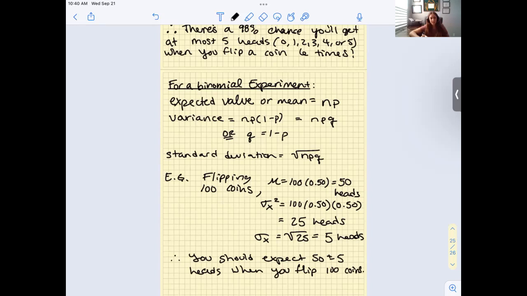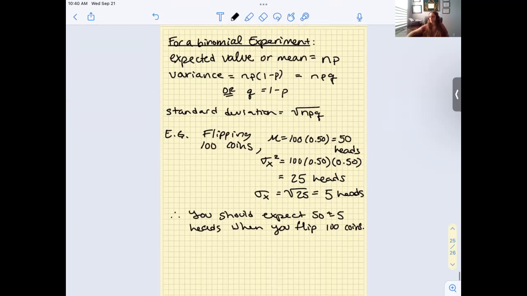Does that sound intuitively correct, right? You know you're not going to get exactly 50 heads, but you know it'll be around 50. So you would not be flabbergasted or surprised if you got 45. You would not be surprised if you got 55, right? You'd be like, that's about what I would have expected. Questions about that?